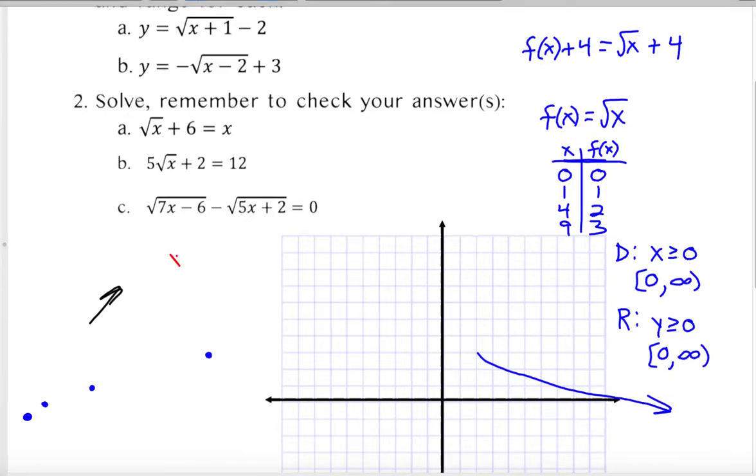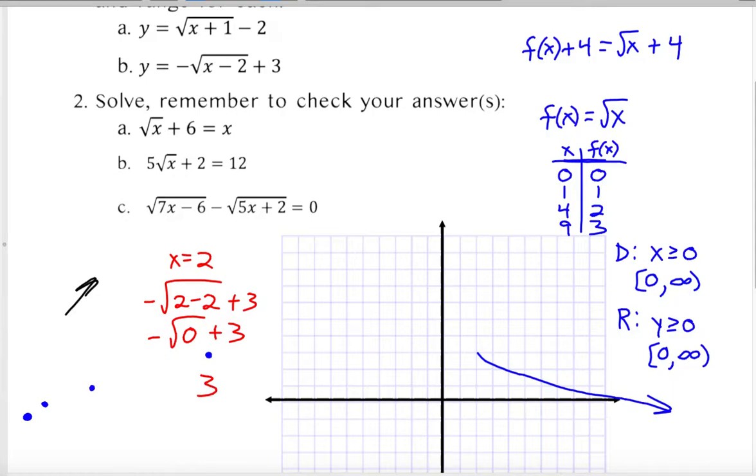For example, if you wanted to double check that you were doing this right, you could ask, what happens if x was equal to 2? Because I want to know when x is 2, did I get the right point here? If I plug 2 into this equation, I get negative the square root of 2 minus 2, plus 3. That's negative square root of 0 plus 3. Square root of 0 is 0, plus 3 is 3. So when x is 2, y should equal 3. That's the point (2, 3). So there are a couple ways you can do it and a couple ways to verify it.